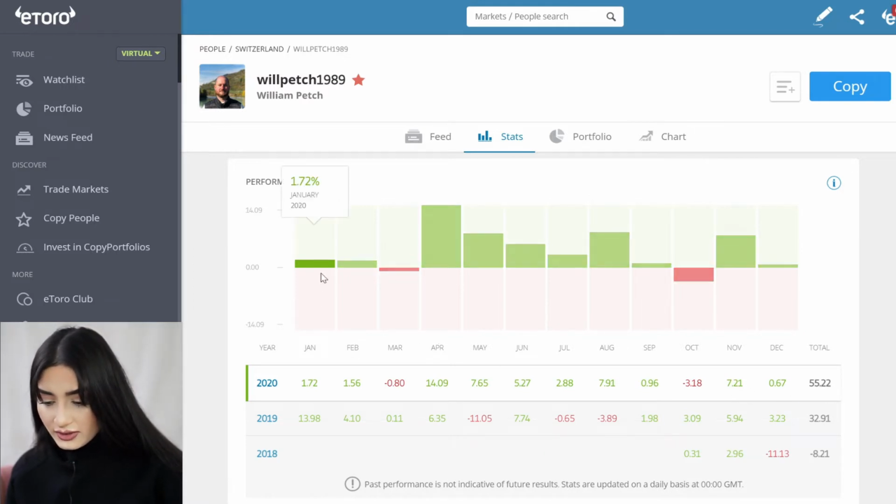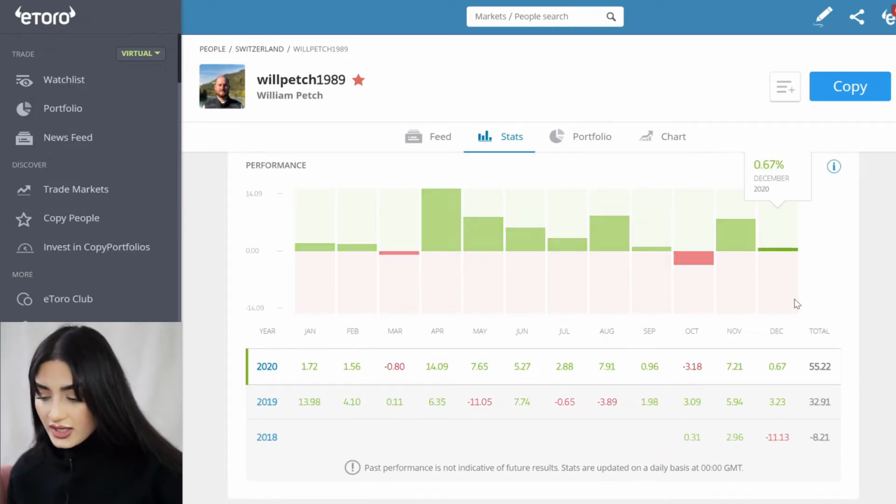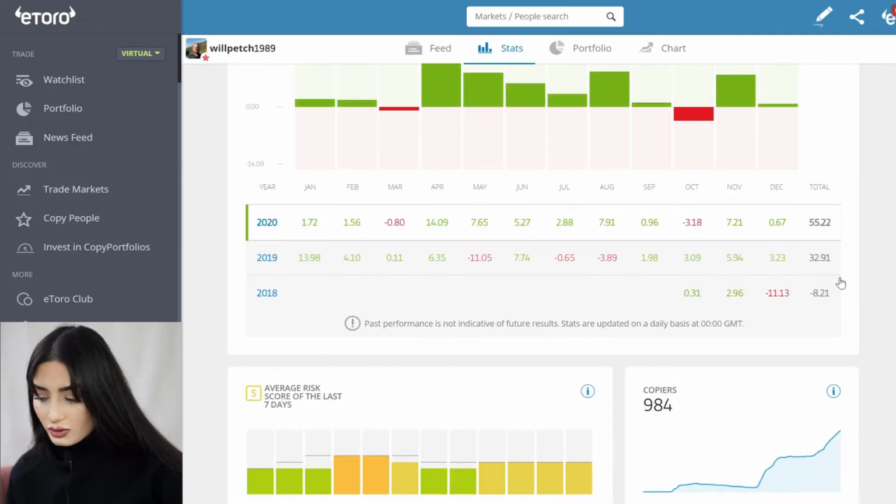And you can see their monthly return. So in January, he made 1.72, in February, 1.56. And then cumulatively, when you add all these returns up, it gives you the 55.22%. So bear in mind that return is across the last 12 months, and this is a breakdown per month. You can also see their historical performance from when they started. This guy started in October 2018, and he's been trading since then, and he actually made a loss then, and then he showed a fairly good return of 32% and 55.22%.